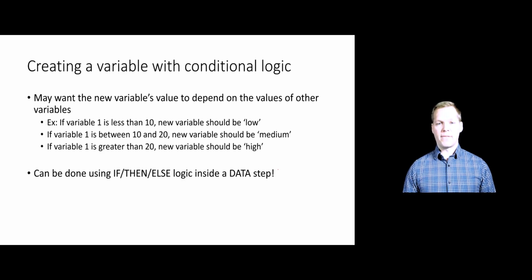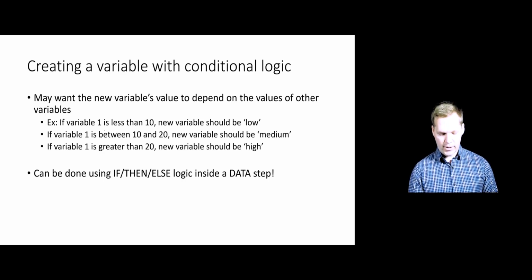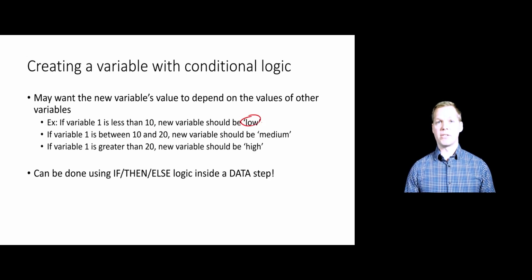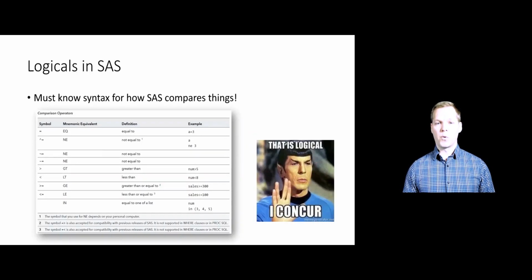For instance, we might have a data set where we have variable 1, and if it's less than 10, we want to set that variable to low. If it's between 10 and 20, set it to medium. And if it's greater than 20, let's set it to high. Well, we just need to learn how SAS does logical comparisons and put those within what we call if-then statements to be able to do this.